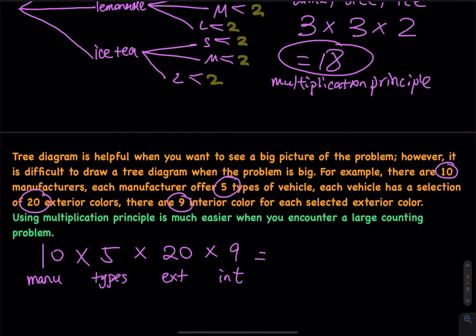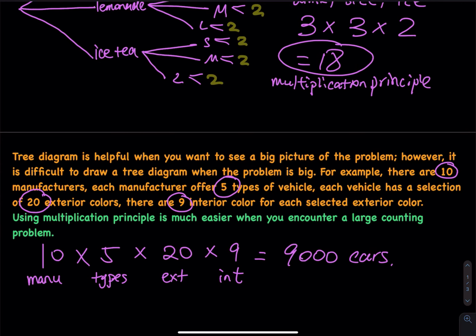So what is the total? 10 times 5 times 20 times 9. The answer is they have to prepare 9,000 cars in the parking lot. So this is using the multiplication principle, the most convenient method, multiplication principle.